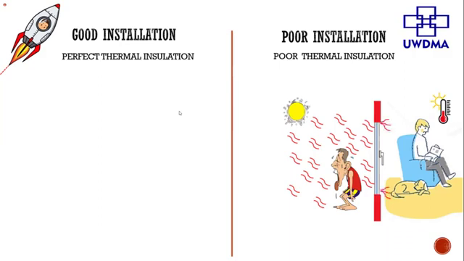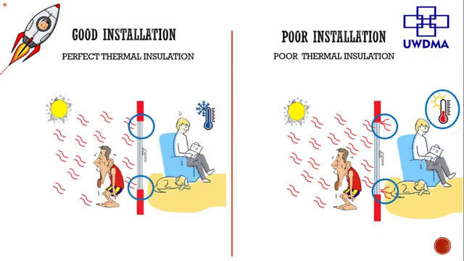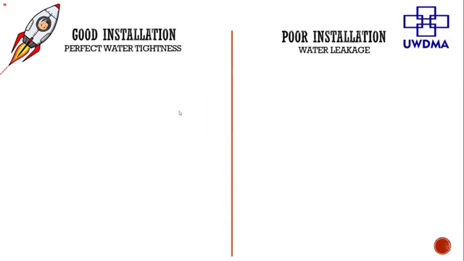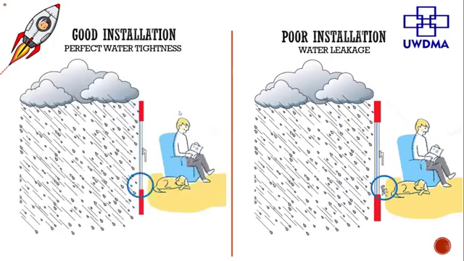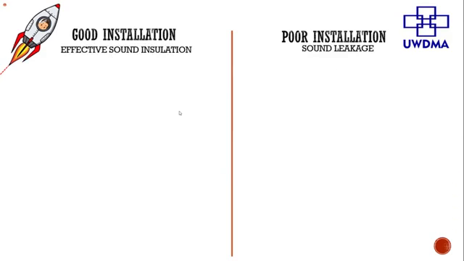Then thermal insulation. Of course, if there is a gap between your wall and the window and the gap is not being sealed properly, then heat would come inside. In case of a good insulation, it will give better thermal insulation. And in a similar case, water will come inside, and in a good insulation case, water won't be coming inside.